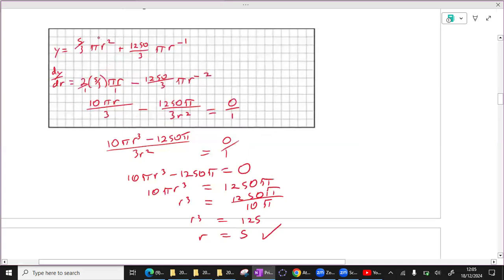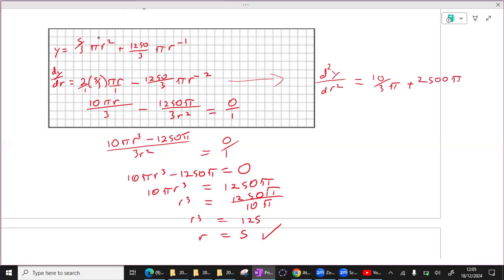So what I'm going to do is go back and get my d2y/dr squared. So I'm basically going to differentiate again. That's why I'm going back to this line here. So the r comes to the front, so that ends up just being my 10/3 pi, and the r is gone. I'm using this line here. And then this becomes plus, the 2 comes to the front, so that becomes 2500 pi, and that's all over 3r cubed, because I've differentiated again.